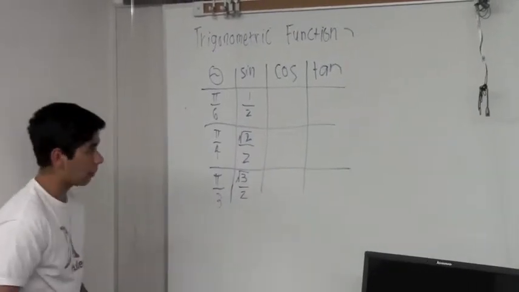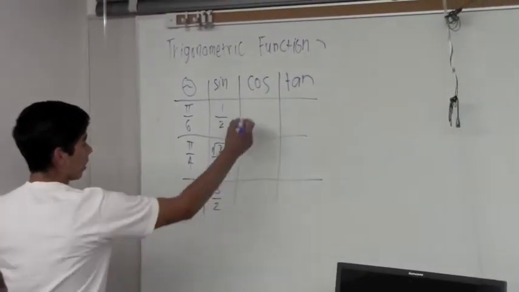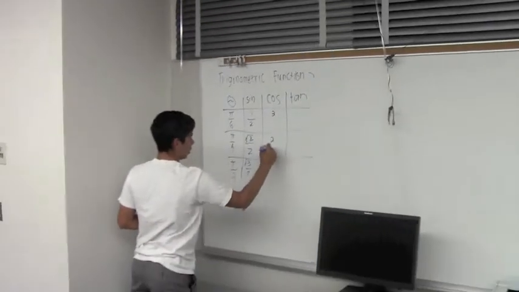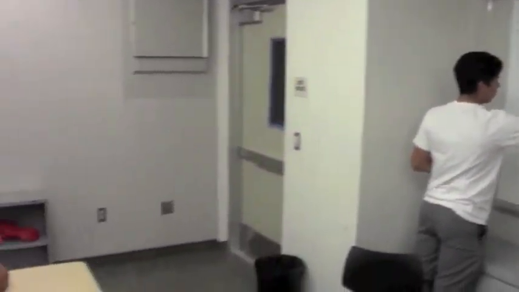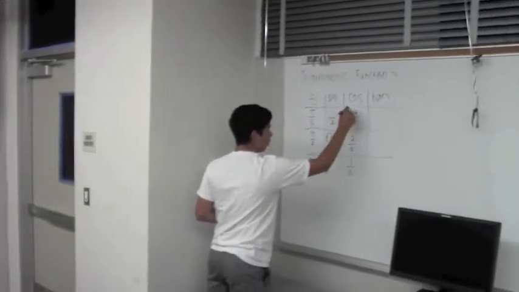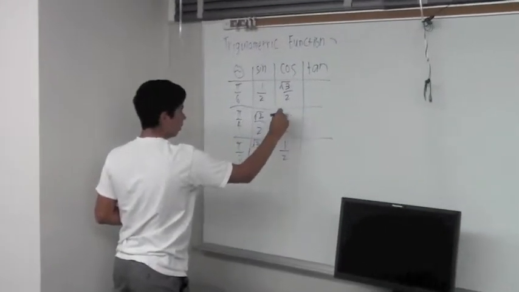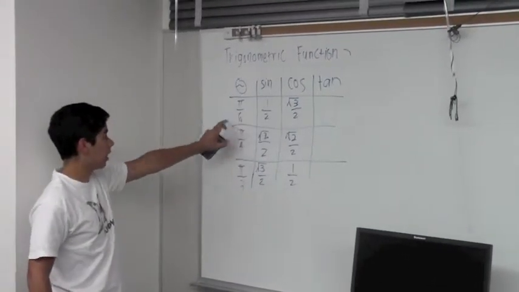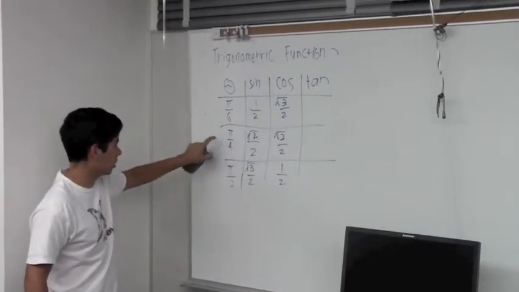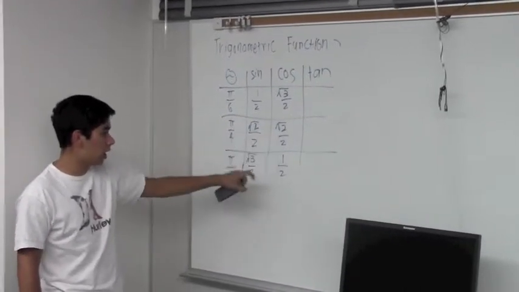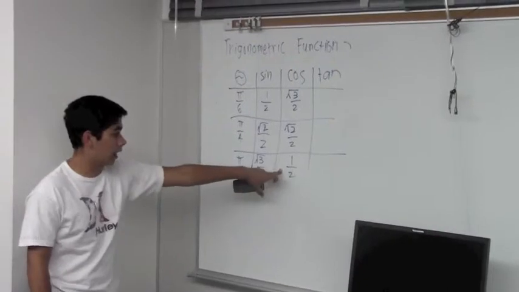Now we're going to do the exact opposite for cosine. So we're going to start with 3, 2, 1. Same thing, all over 2. And radical over the 3 and the 2. So the cosine of pi over 6 is root 3 over 2. The cosine of pi over 4 is root 2 over 2. And the cosine of pi over 3 is 1/2.